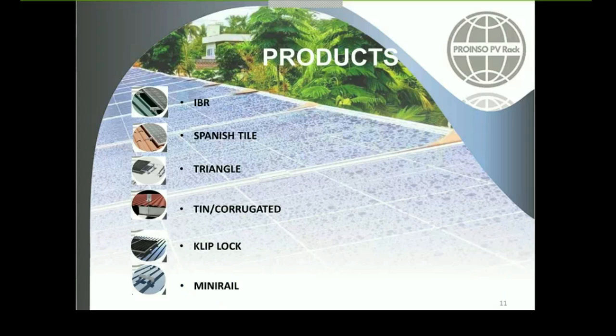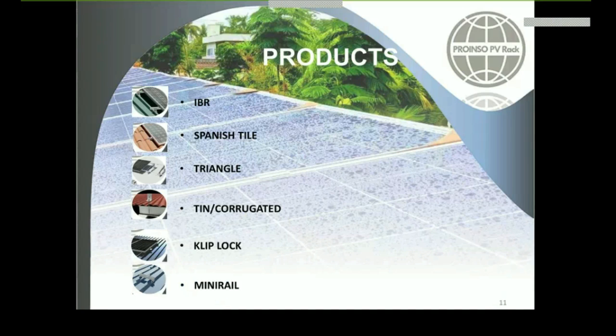Our kits are customized depending on each country's specifications. So in this case, for South Africa, we have the following ones. All of them are aluminium 6063 T5 with anodized coating. Here you could see the IBR, the Spanish style triangle, thin corrugated, what we sometimes call hanger bolt, clip lock, and finally the mini wheel.